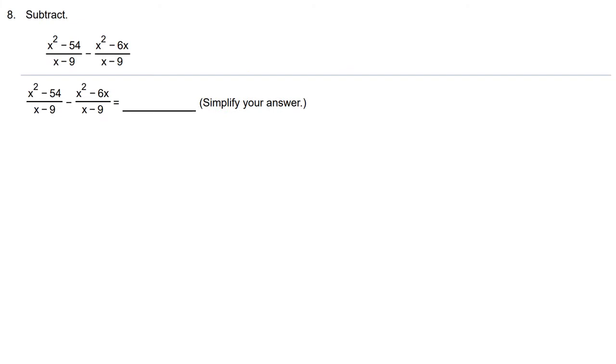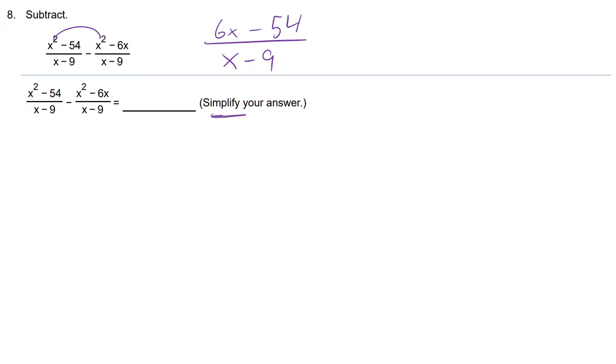This one's asking us to subtract, but we already have common denominators, so we don't need to do anything there. We're just going to subtract the top. So if we go ahead and subtract the top, what we end up with is the same number on the bottom that we already have, x minus 9. But on the top, the x squareds are going to cancel out, x squared minus x squared, and the negative 54. So we end up with 6x, because the negative, minus 54, and it's over x minus 9.